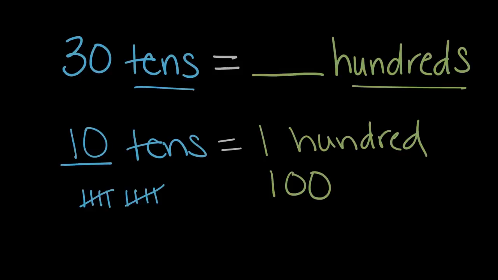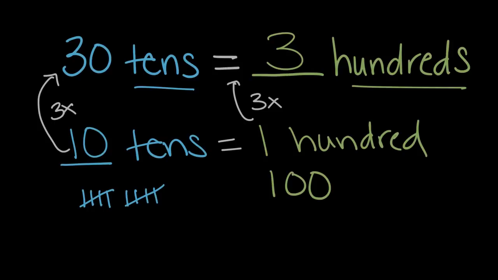Well, to get from 10 tens to 30 tens, that's 3 times as many tens, so we'll also have 3 times as many hundreds, or 3 hundreds. 30 tens is 3 sets of 10 tens. 10 tens are 100, so another way to think of that is 30 tens is 3 sets of hundreds, or 3 hundreds. We could also think about this in terms of place value.